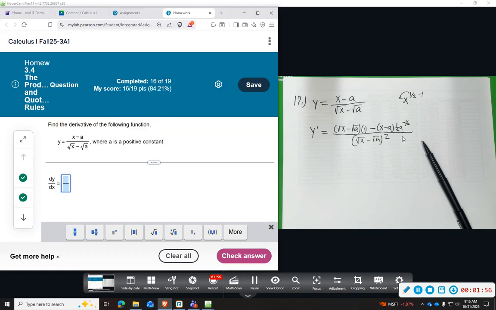So we'll say the square root of x minus the square root of a, minus, we'll say 1 divided by 2 x raised to the negative 1/2 power, and then that'll be times x minus a, and then we have the square root of x minus the square root of a, and that is squared.